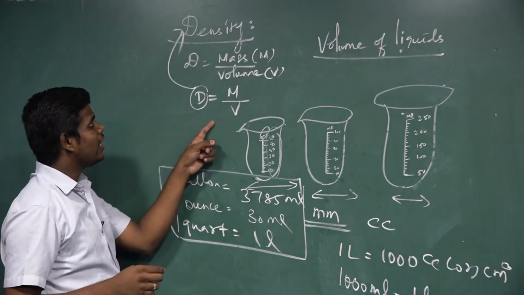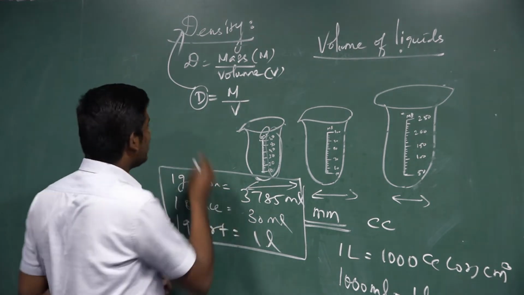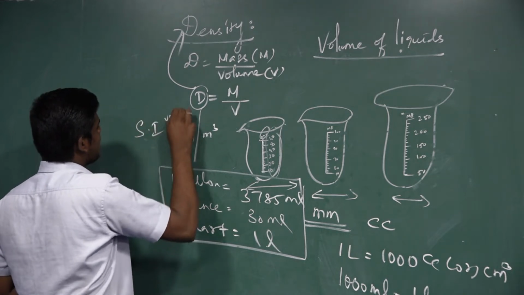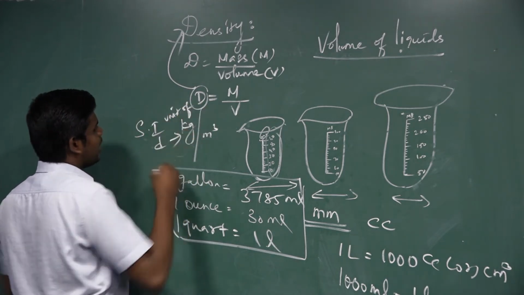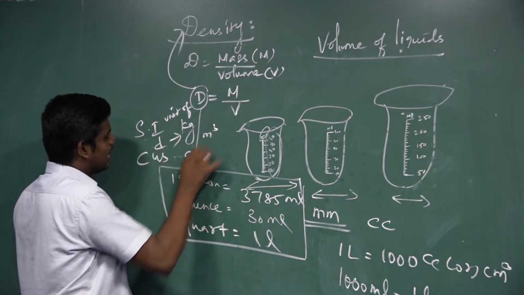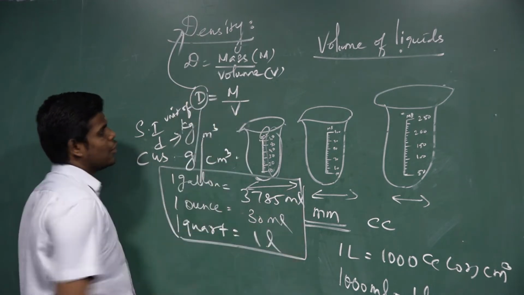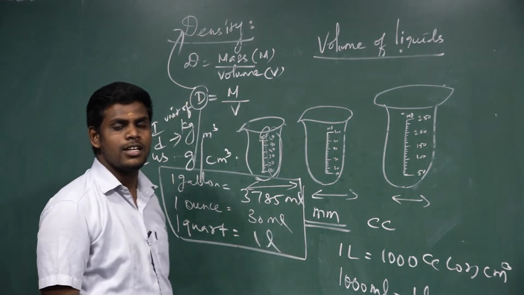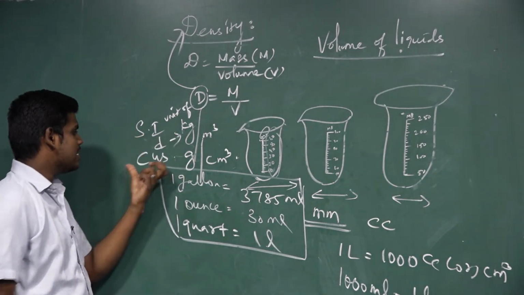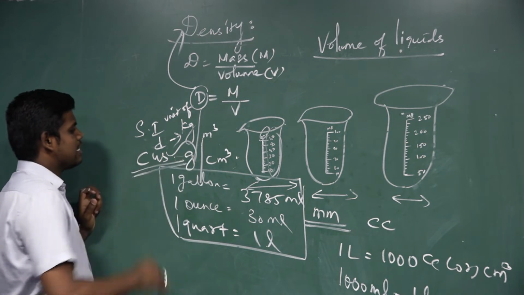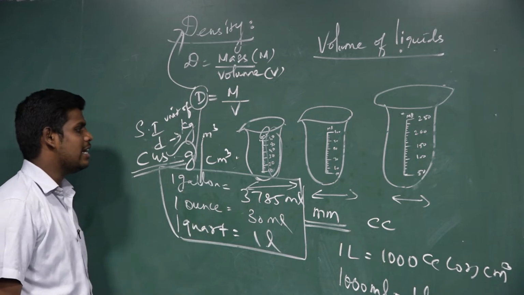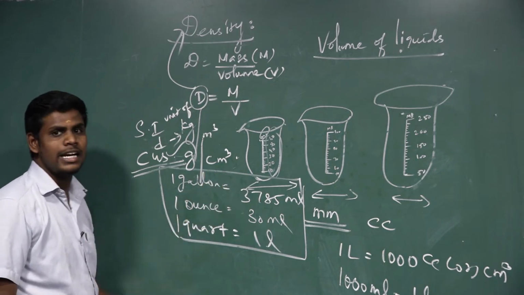What is the SI unit of density? The SI unit of density is kilogram per meter cube. In the CGS unit, we say gram per centimeter cube. SI means International System of Units, and CGS means centimeter-gram-second system of units. So the CGS unit of density is gram per centimeter cube or cubic centimeter.